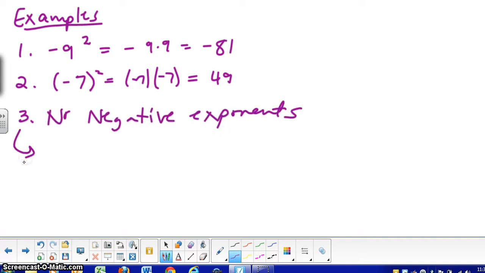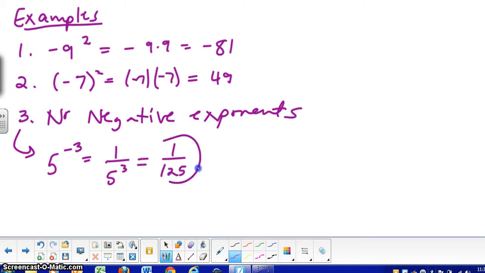So number 3, I want to begin with 5 to the negative 3. Okay, so if we're going to get rid of the negative sign, go ahead and push pause and try it. You should get 1 over 5 to the 3rd, and when you simplify it, 1 is going to be over 125 for your answer. So hopefully you got that.